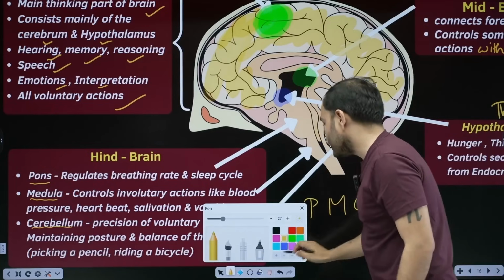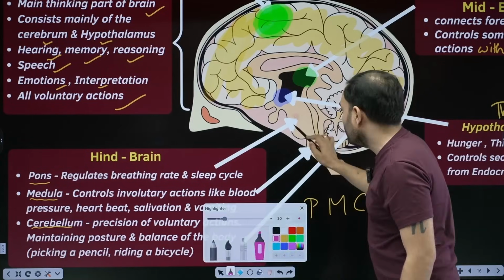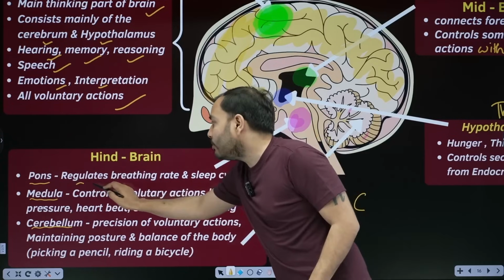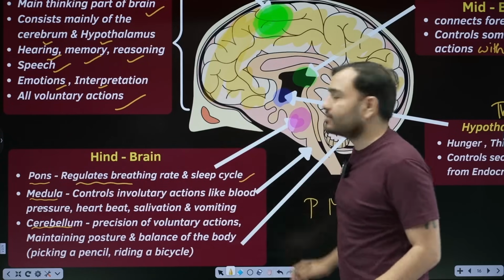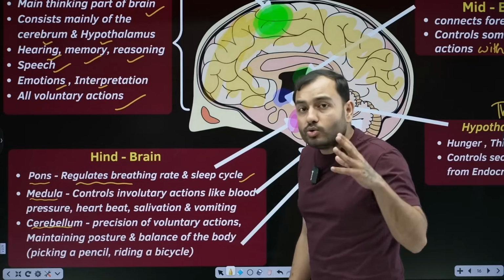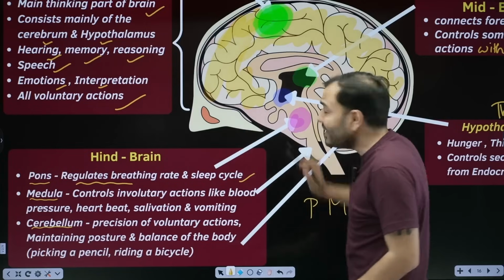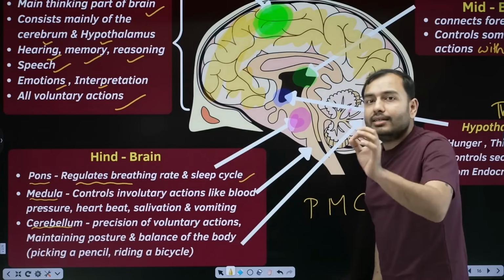First, let's understand the pons. What does the pons do? The pons regulates breathing and the sleep cycle. It regulates two things: one, your breathing, and second, your sleeping pattern. Both functions are involuntary. So it regulates the rate of breathing and the sleep cycle.